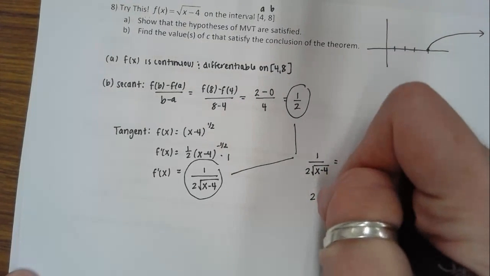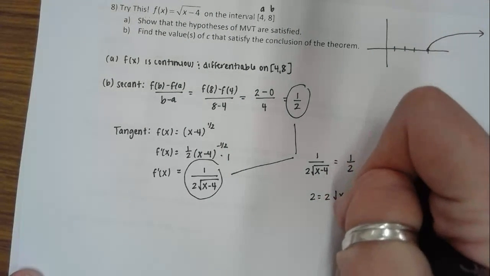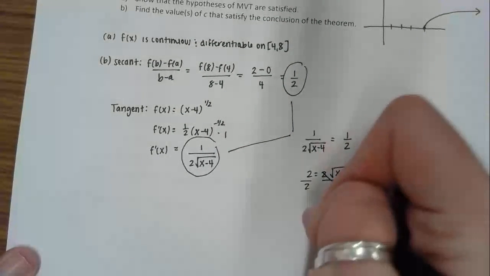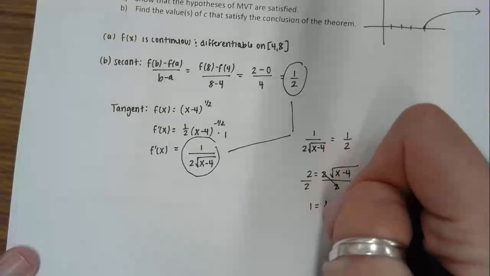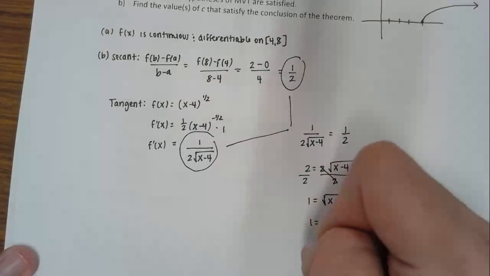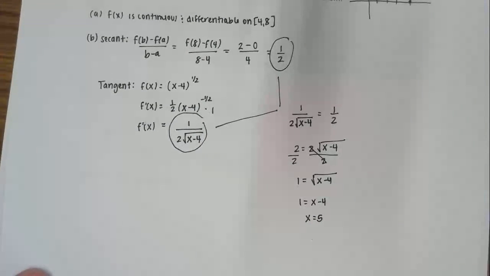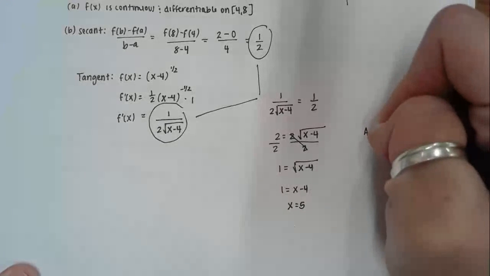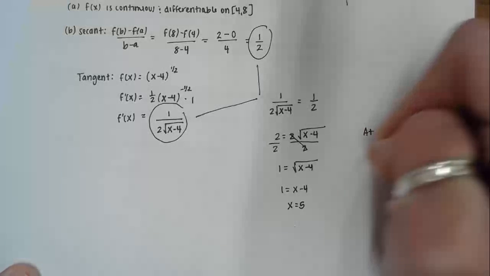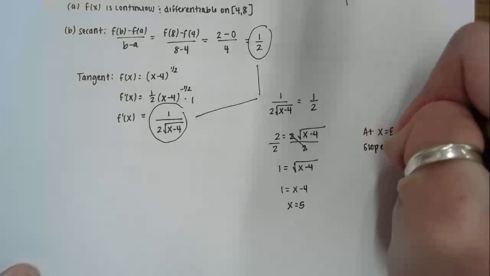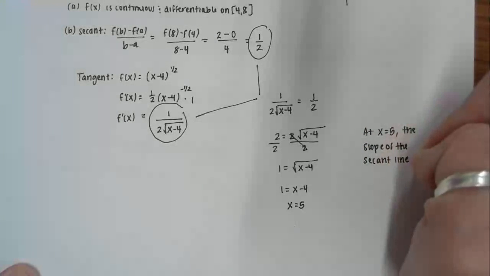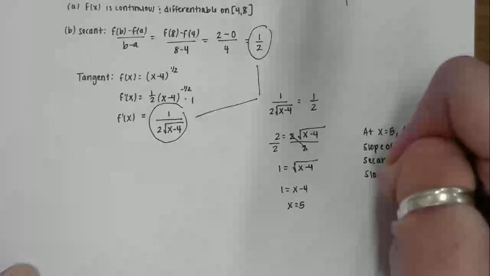So 2 is equal to 2 times the square root of x minus 4. I just cross multiplied there. I'll undo the 2 by division. So it's going to give me 1 is equal to the square root of x minus 4. Square both sides. 1 is equal to x minus 4. So this is going to tell me x is equal to 5. So this is telling me that at the x value of 5, again, the slope of the secant line is equal to the slope of the tangent line.